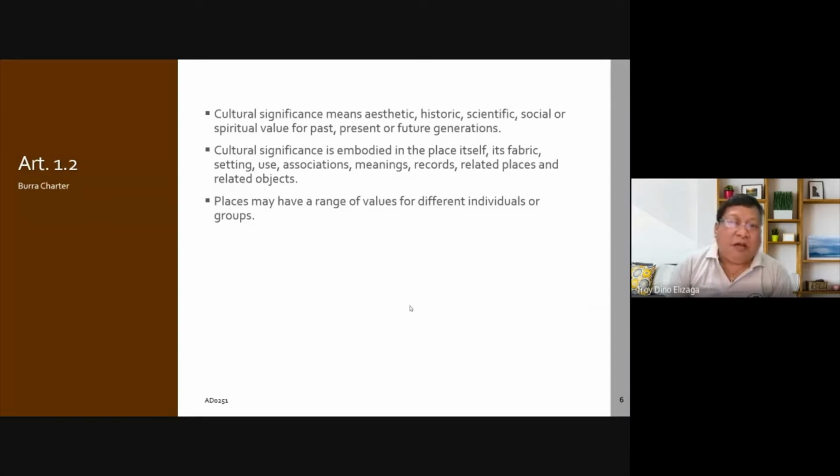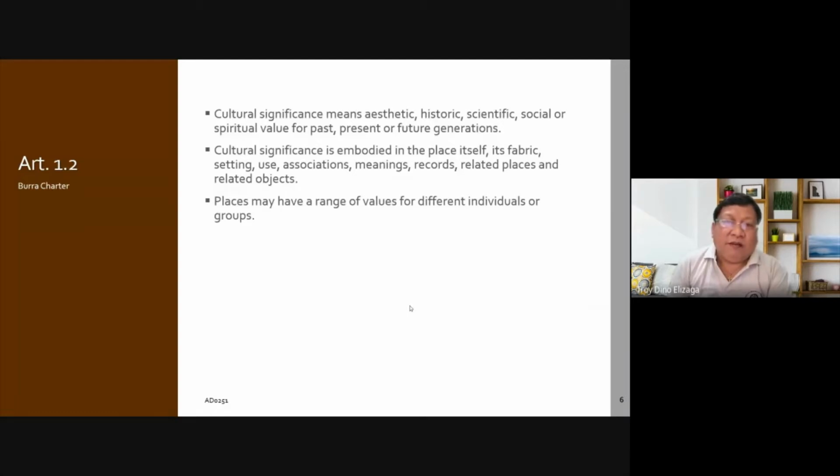Also, by now you must have noticed that only five values were mentioned: aesthetic, historic, scientific, social, or spiritual. So these are minimum values. We can actually add more if you want, and most of the time, this will depend on the project and also on the client. For example, if they have another value which you think should be separated in terms of assessment.